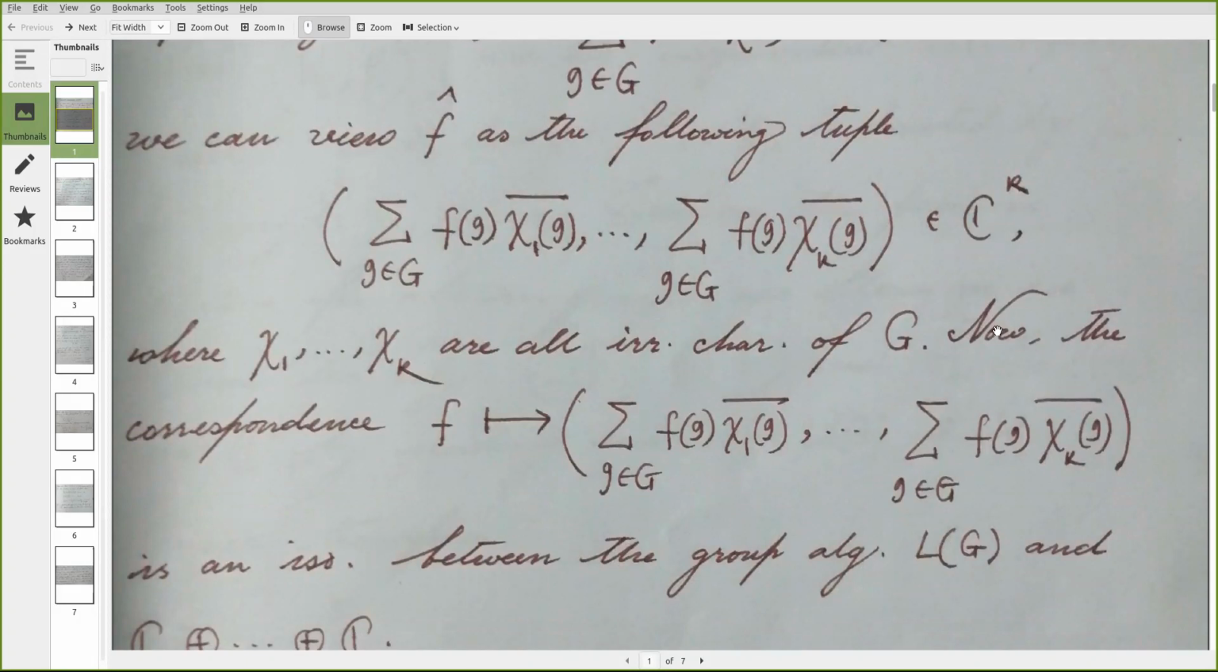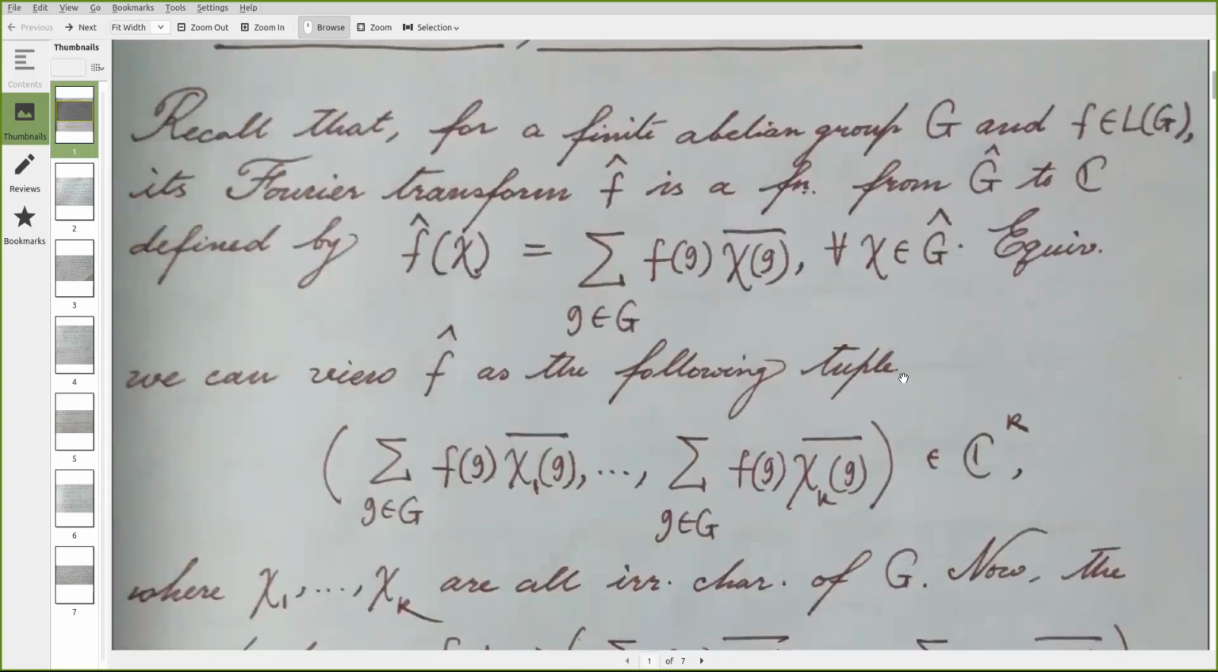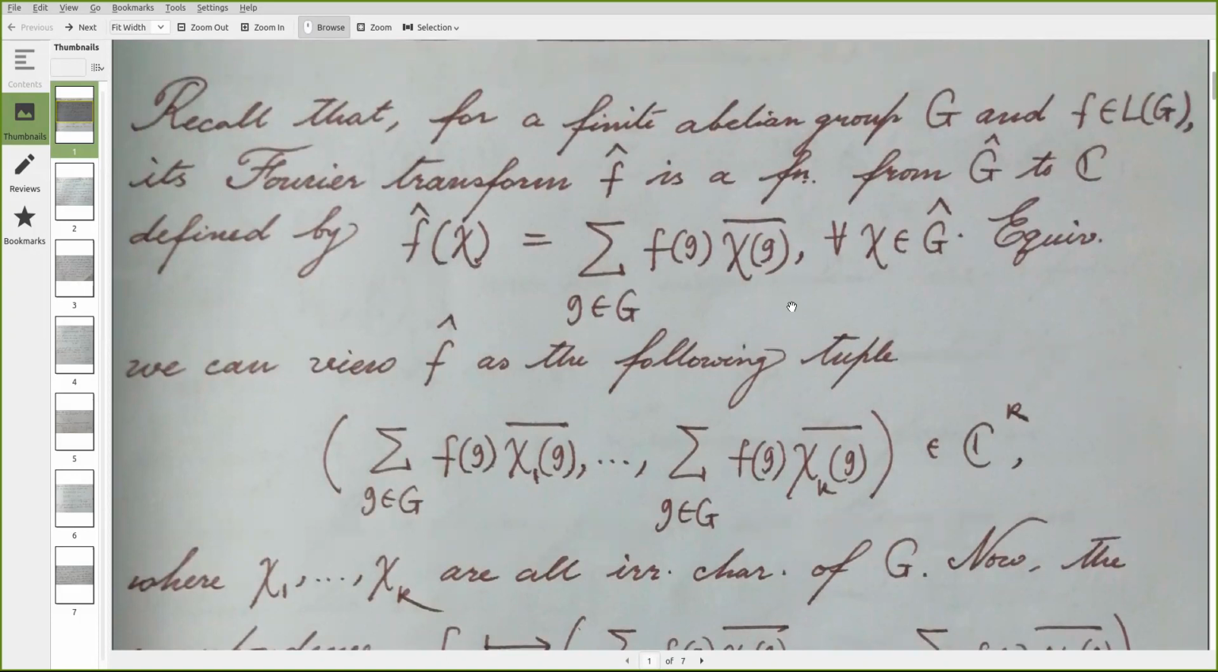So chi1 up to chi k are all irreducible characters of G. As we have already discussed, when we want to extend the definition of Fourier transform to general groups, this tuple consideration of f hat is going to be useful, not the other one, because the main obstruction was that the group algebra LG is non-commutative. So if you view f hat as a map defined from G hat, then the map f to f hat does not give an isomorphism between the algebras LG and LG hat.